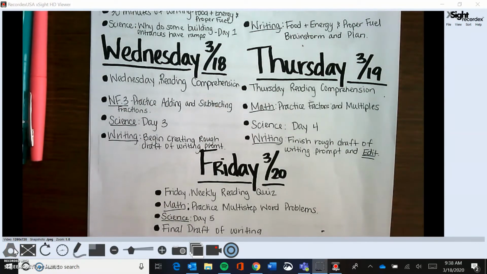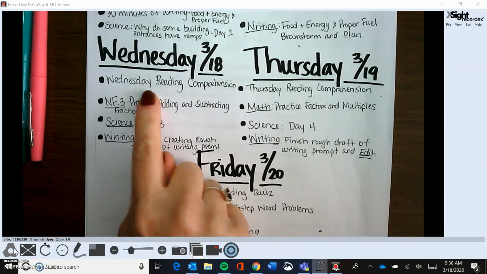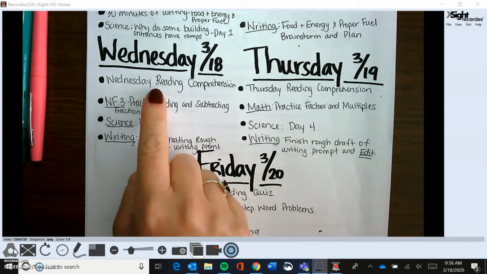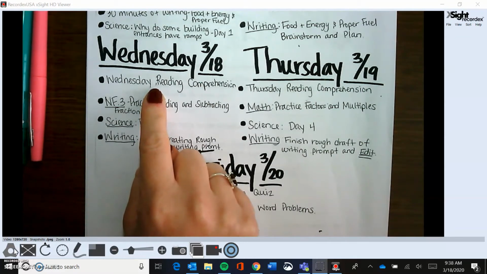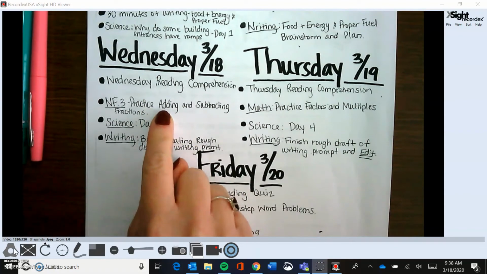It's Wednesday, March 18th. So let's look at your agenda for today. We're still working with the same reading comprehension activity that we've been doing all week. If you need to hear the stories read again, go back to day 1 for reading comprehension. If you want to hear the questions read, go to day 2 for reading comprehension. Those videos already have everything read and explained out for you. So if you need that, go back to that today.